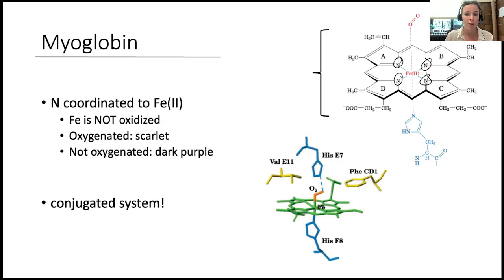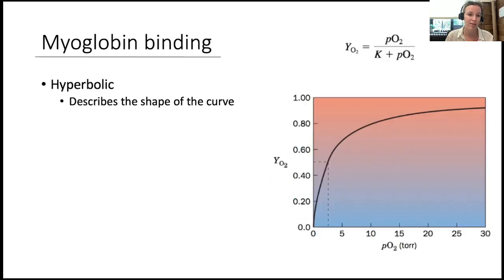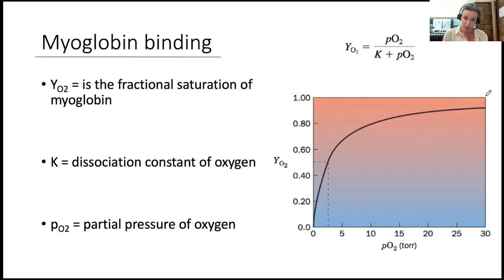Let's talk a little bit now about myoglobin binding oxygen and its binding curve. So myoglobin's binding curve looks like this. It has a kind of hyperbolic shape. Now let's study the different aspects of this graph real quick, okay? We'll start with the y-axis. So YO2 is the fractional saturation of myoglobin. We can think about how much of the myoglobin is bound to oxygen.